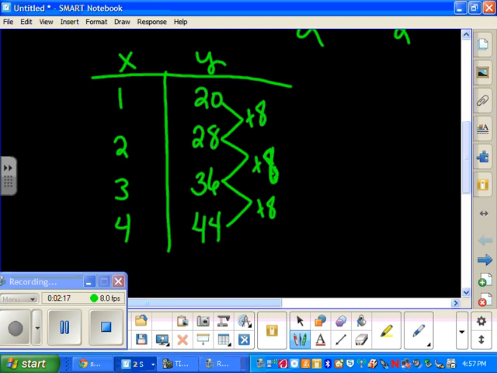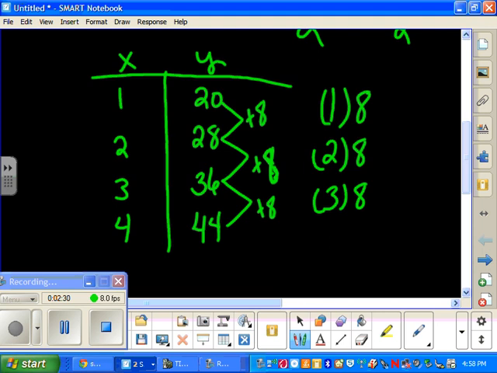So that means for my rule, the 8 is going to be my multiplier. So I would take 1 times 8, and I would do my 2 times 8 for my second term, 3 times 8 for my third term, and 4 times 8 for my fourth term. Well, I need my first term to equal 20. And 1 times 8 is not 20, it's 8. So to get to 20, I need to add 12.